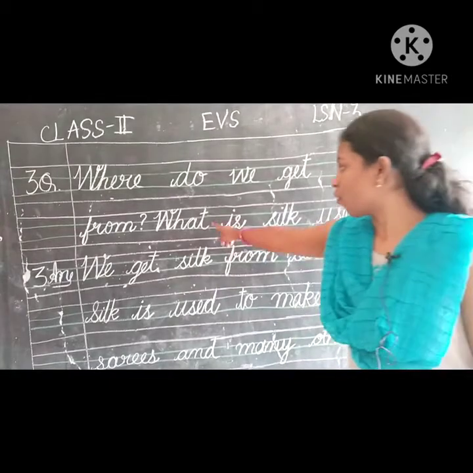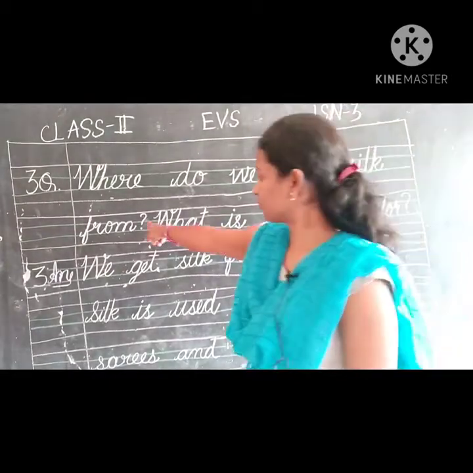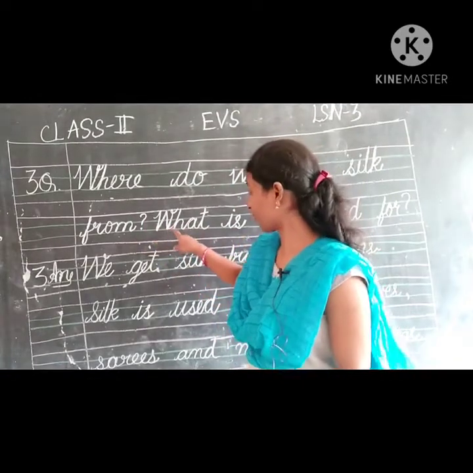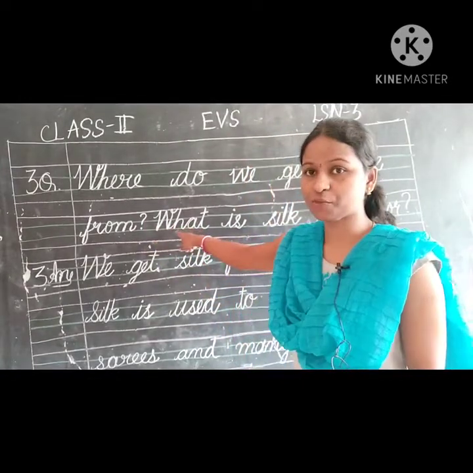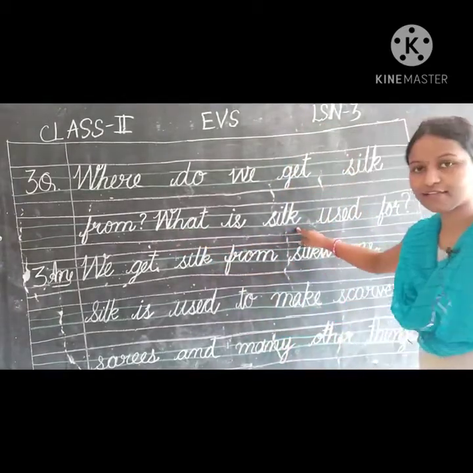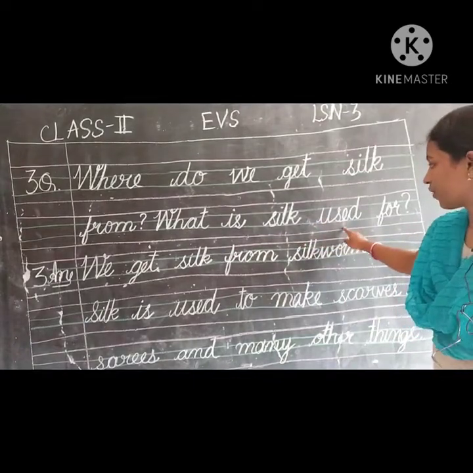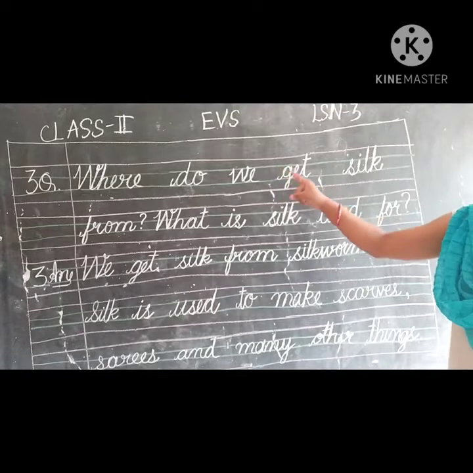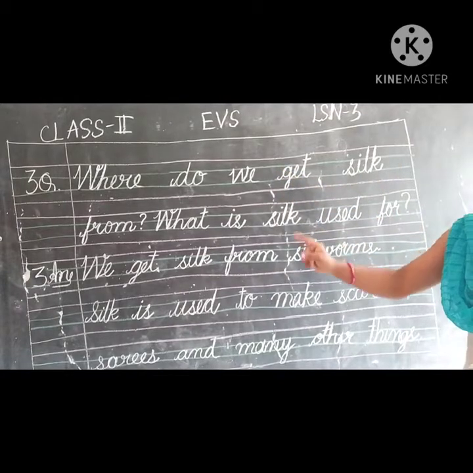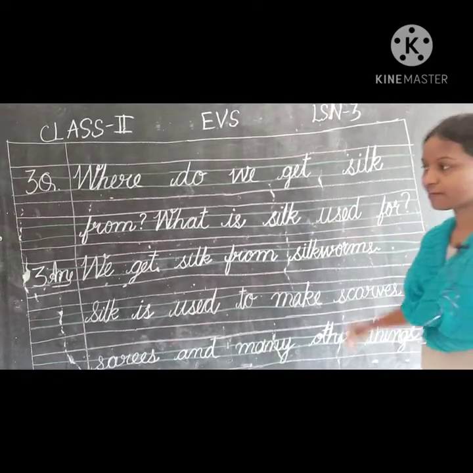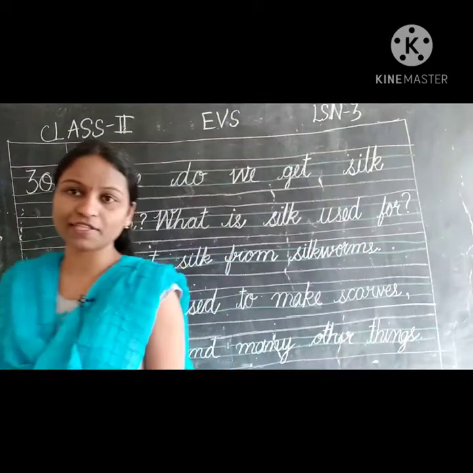Okay. W-H-A-T, after keeping the question mark, it's from your textbook itself. Okay. W-H-A-T, first one should be capital. Okay. What is silk? S-I-L-K, silk, U-S-E-D, used, F-O-R, for. What is silk used for? This you have to write in your notebook. Let us see what will be the answer.